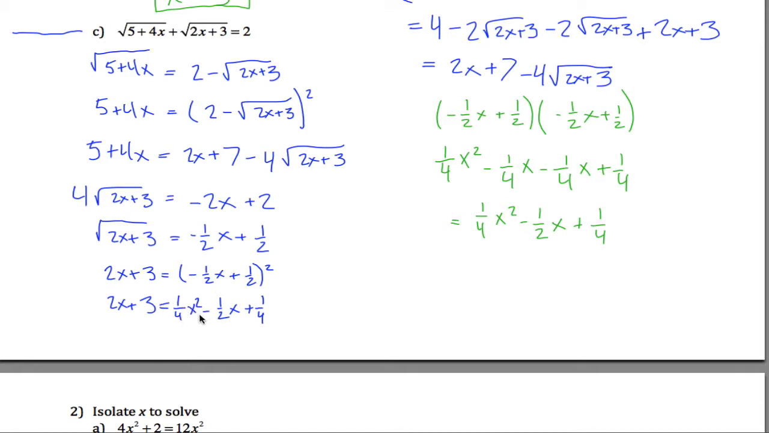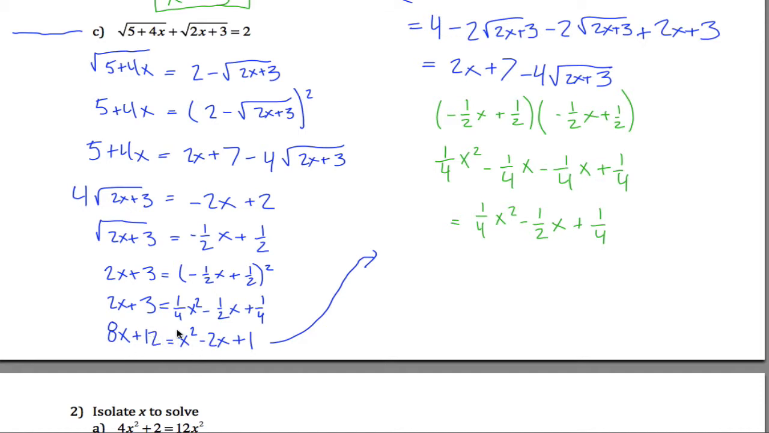I don't like fractions. Assume you don't. Most people don't. We get rid of all the fractions if we multiply both sides of the equation by 4. Clear the denominators is the name of that little trick. So if you multiply this side by 4, we get 8x plus 12. If you multiply this side by 4, we get x squared minus 2x plus 1. You don't have to do it that way, but it's a convenient little trick.